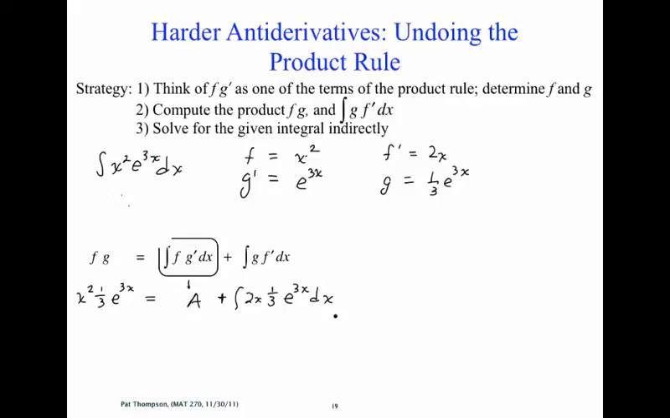No, because we got 2x times 1/3 e to the 3x. If we were undoing the chain rule, we would need 3x what? Squared. So we can't undo the chain rule. So it is in a way simpler than this, but not simple enough. Right? How are we going to tackle this?